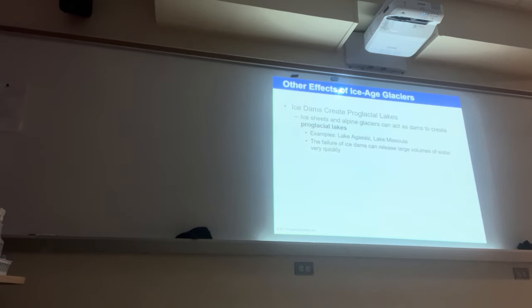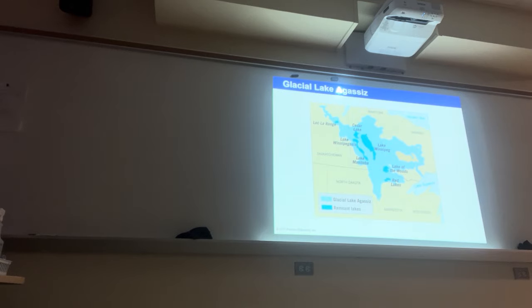Other issues that we can have: ice sheets and alpine glaciers can act as dams to create proglacial lakes. We talked about how ice jam floods can occur, so the same thing can occur with glaciers. We can have lakes at the front of the glaciers, and if the ice dam fails, it can release a lot of water very quickly.